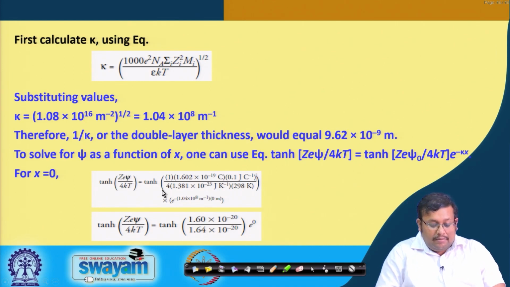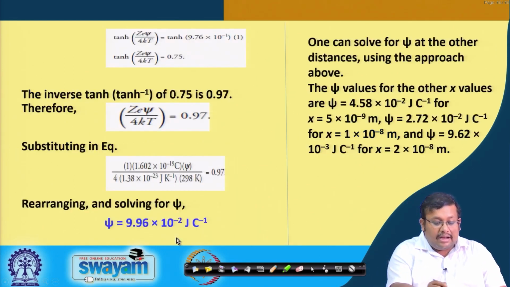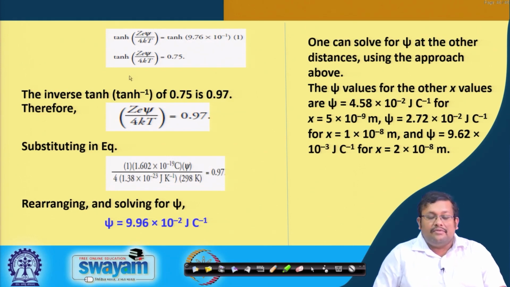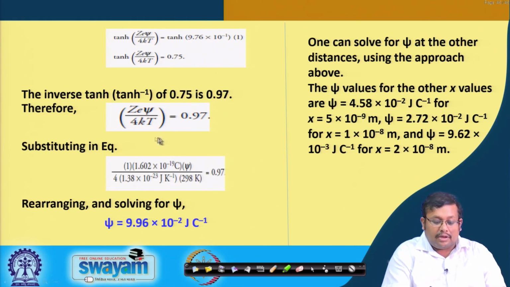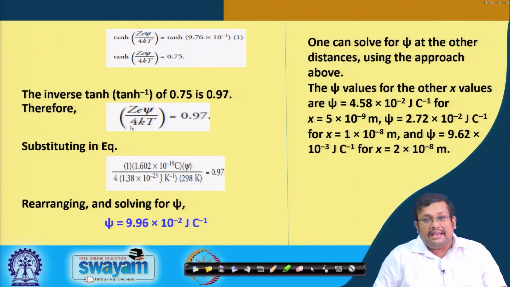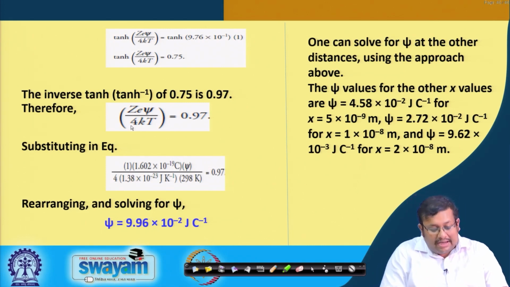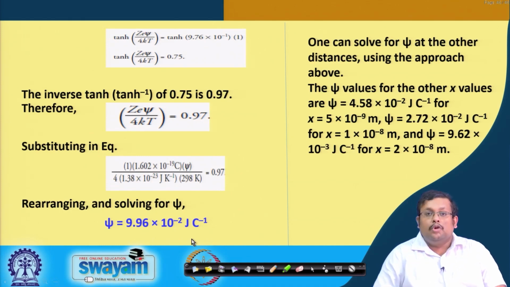Ultimately, by solving this we get the final form, that is tanh of z e psi by 4 kT equal to 0.75. So, if we take the inverse of tanh, then we get z e psi by 4 kT equal to 0.97. Now, from there we solve for psi by putting in the rest of the values like z, e, k and T. So, all the values are known. From there we are getting the value of 9.96 into 10 to the power minus 2 joule per coulomb.